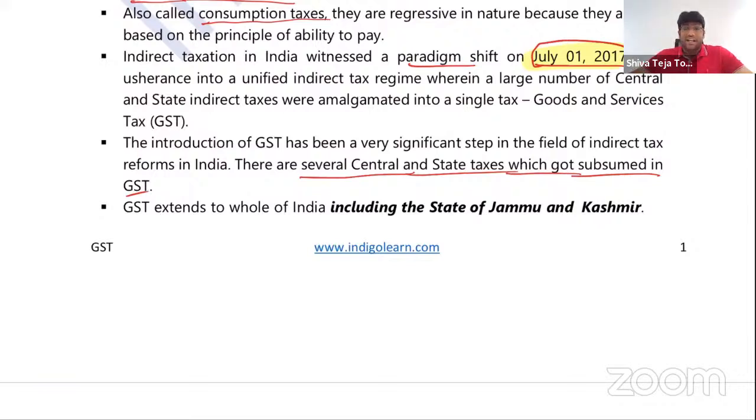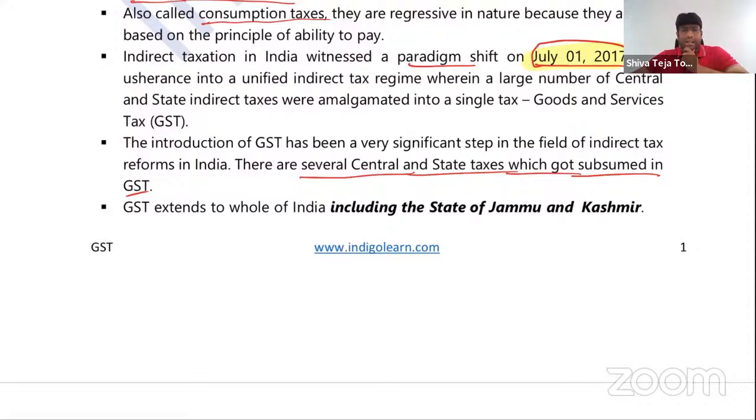And what are the several state indirect taxes? Several state level, central level taxes. Something like what, my dear friends? Something like central excise duty, service tax, VAT, CST, luxury tax, entertainment tax, octroi, entry tax. Like this, so many taxes were there. There were multiple indirect taxes which were levied. But now it's only one nation, one tax, that is GST.